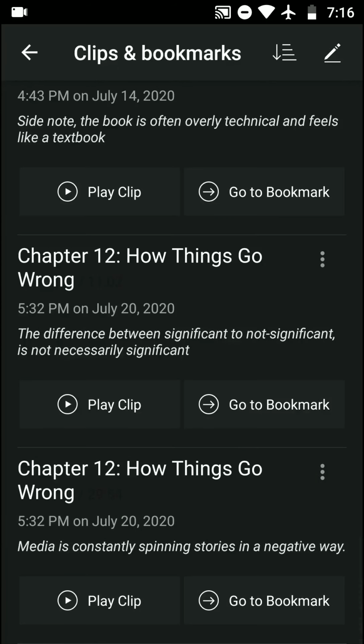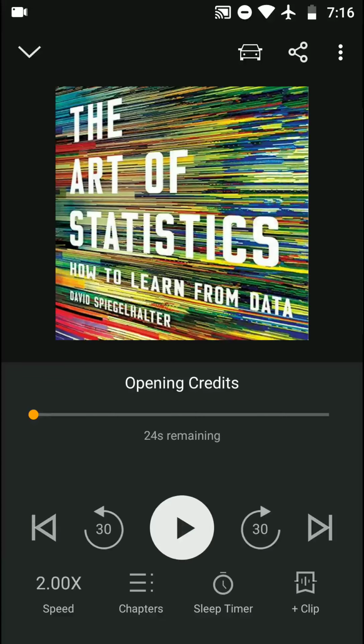Media is constantly spinning stories in a negative way. Humans like negative, and the media is definitely contributing to spinning stories as negative, and using statistics. Oftentimes they use statistics to convey a negative message. So that is for the notes.